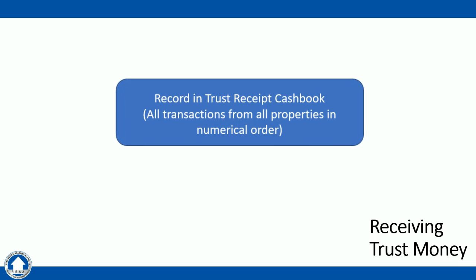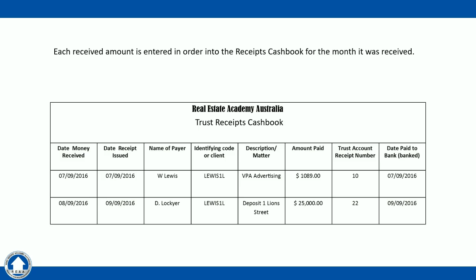Once the money has been received and banked, we then need to record it in the trust receipts cash book, or transactions from all properties in numerical order for the month of operation. Each receipt that you have completed needs to be entered into the receipts cash book in numerical order. So we'll have a look at this now. So the information that must be contained in a receipts cash book is the date that the money was received. So when did we actually get the money paid to us? And also the date that we issued the receipt.